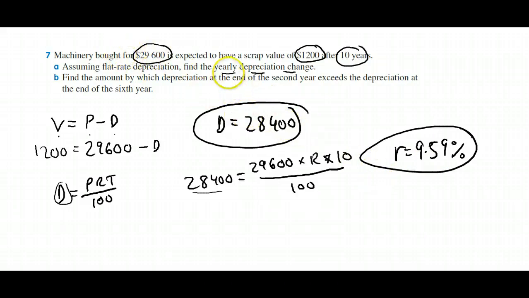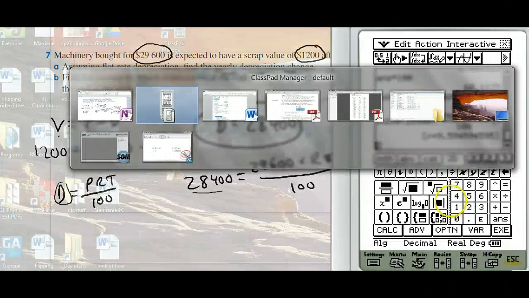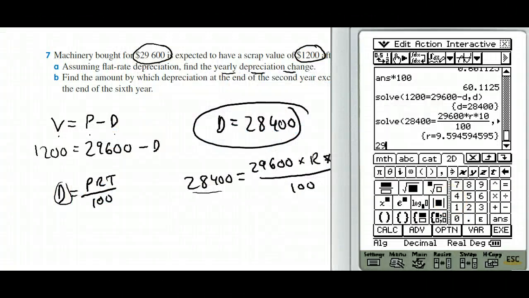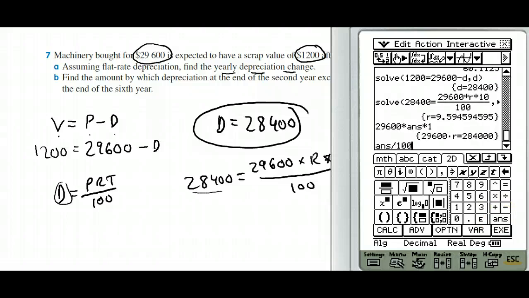Okay, now if we want to find the yearly depreciation, now we can use this interest rate to do that. So we want to find the depreciation in 1 year, where the principal's 29,600, the interest rate's 9.59, and the number of years is 1. Okay, we're only looking for the depreciation in 1 year. So we can put all this into the calculator, 29,600. Don't need to use the solve function this time, because we're working out D itself. And we'll put in the answer from the previous line, and the number of years is 1. We need to divide that by 100.